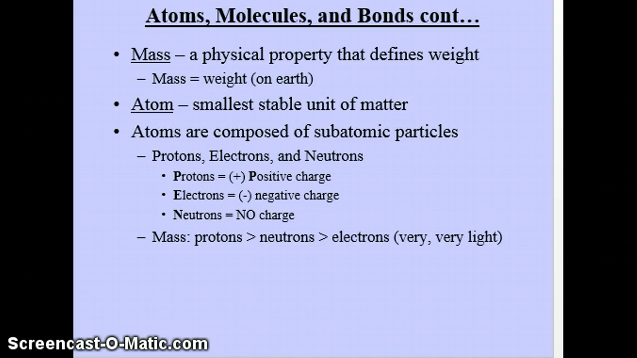Next, as we said, mass and weight are exactly the same thing here on Earth. And everything that exists on this Earth is made of matter. The smallest unit of that, the smallest stable unit of matter, again, not the smallest unit, but the smallest stable unit, is in fact an atom.